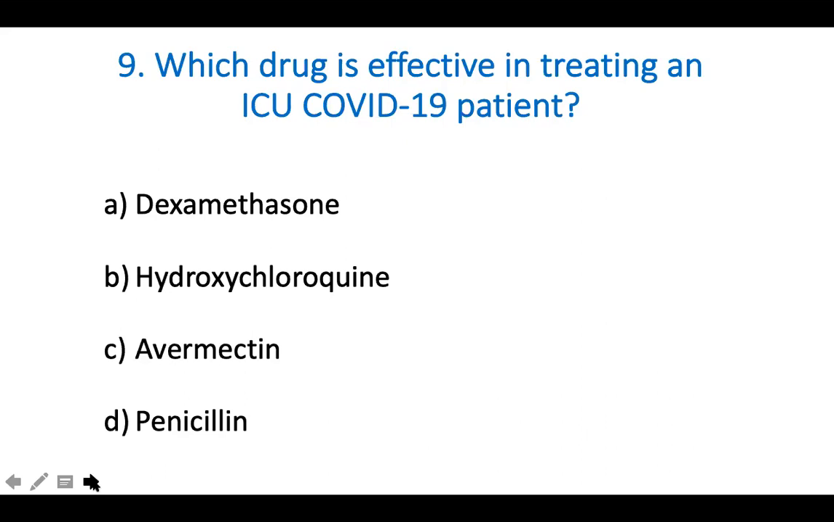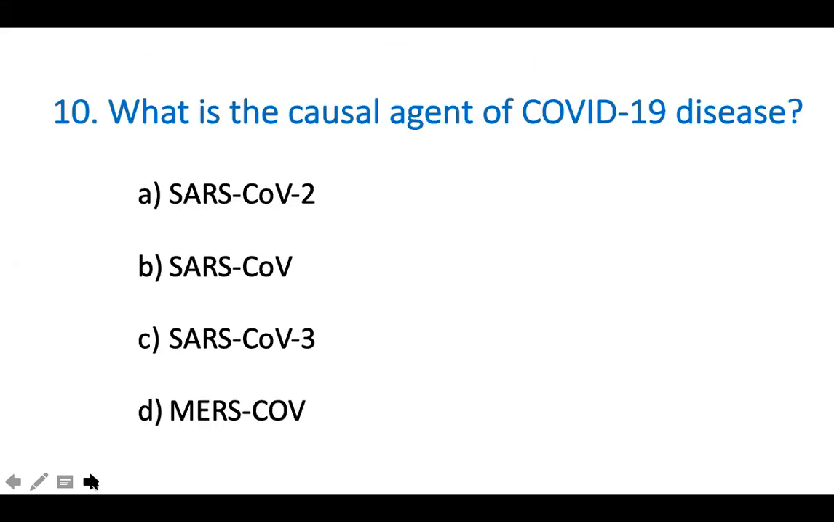Question number 10, what is the causal agent of COVID-19 disease? A, SARS-CoV-2. B, SARS-CoV. C, SARS-CoV-3. D, MERS-CoV.